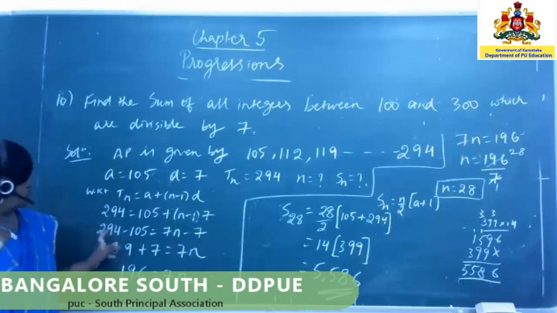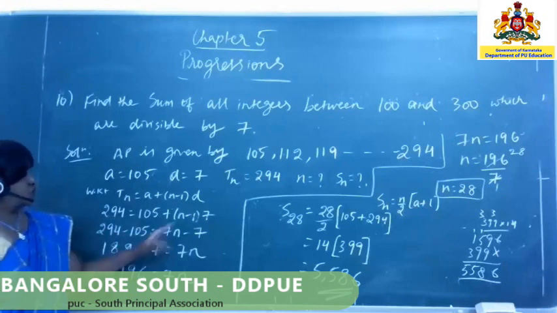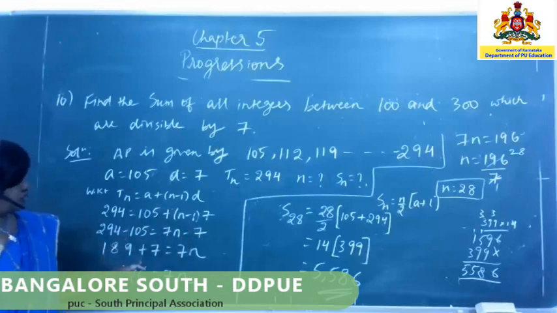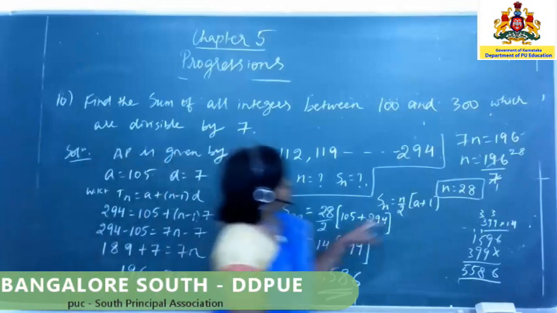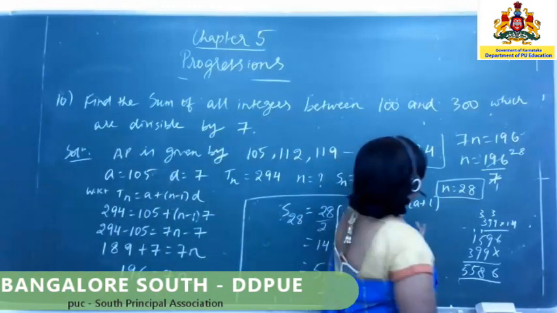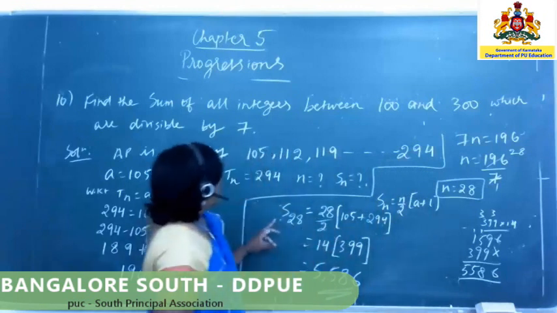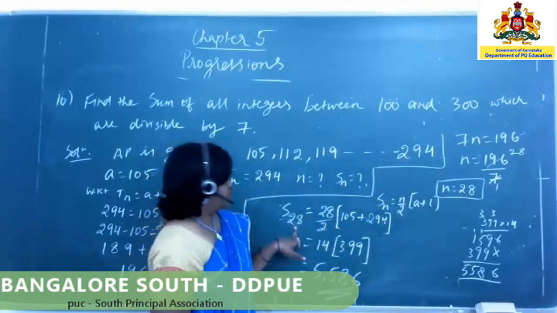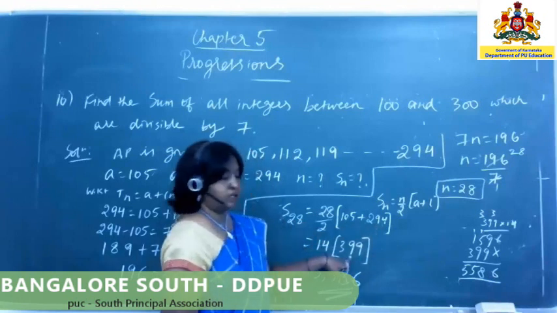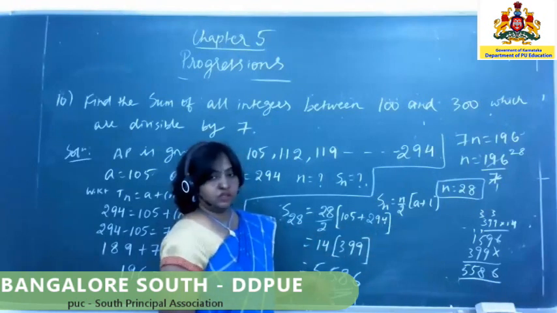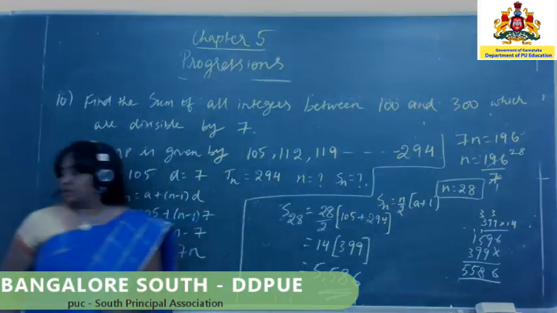So Tn is given, 294, A is 105 plus n minus 1 into d, which is 7. So 294 minus 105 is equal to 7n minus 7. Then you bring the minus 7 to the LHS. So 189 plus 7 is equal to 7n. 196 is equal to 7n. So n is equal to 28. Then S28 is 28 by 2 into 105 plus 294, 14 into 399. So that is equal to 5586. Yes, make a note.